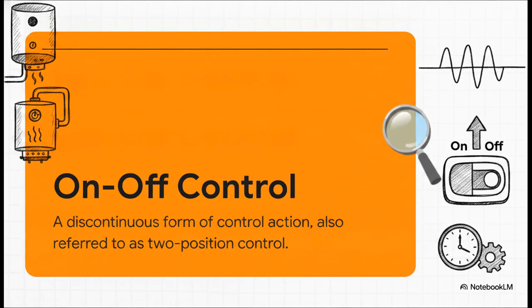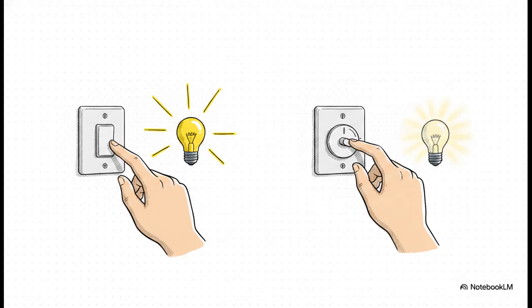It's a discontinuous action, meaning it switches fully on when you're below the set point and fully off when you're above it. As a result, the process variable is going to continually cycle and oscillate around your target. Yeah, it's a bit crude, but it's cheap and it's highly effective for things like a domestic water heater where a bit of temperature fluctuation is totally fine. And this brilliantly illustrates the core mechanical difference. On-off control? Well, that's just your standard light switch. It's a strictly binary state, fully on or fully off.